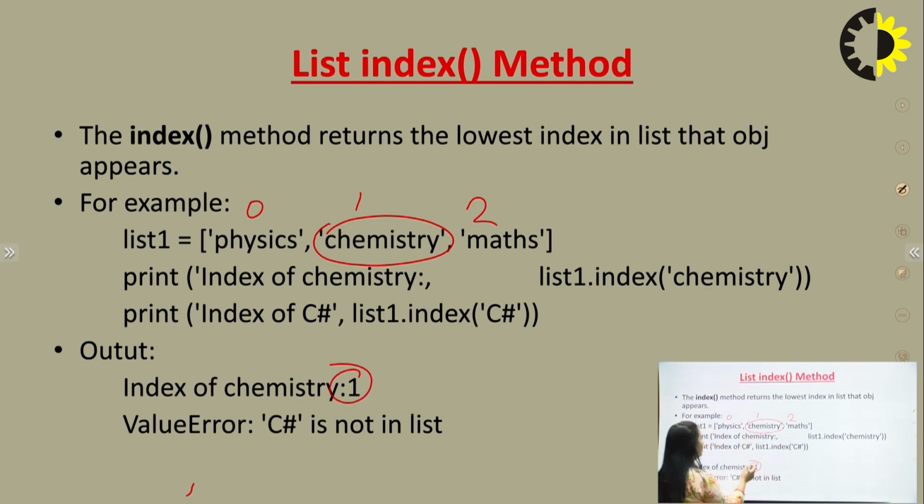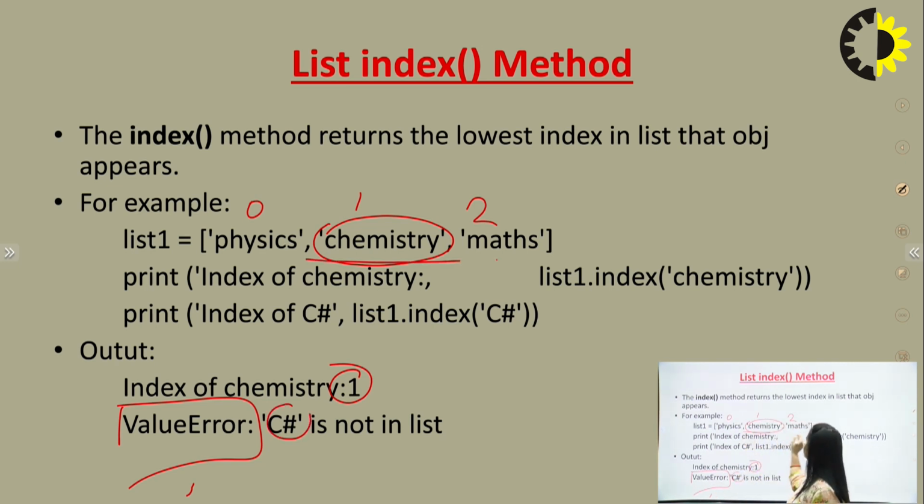If some value does not appear in the list, it will give a value error that C# is not in the list. C# is not in our existing list, so this will give a value error. We don't have these values.